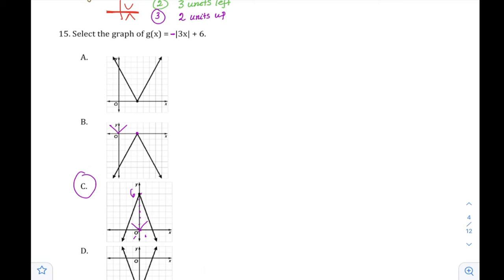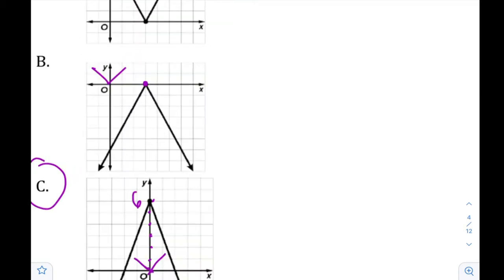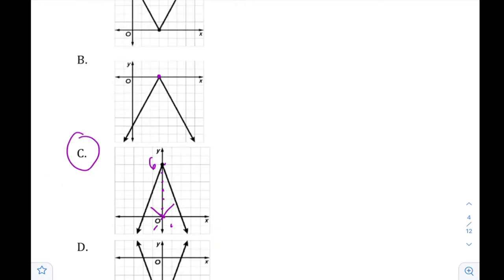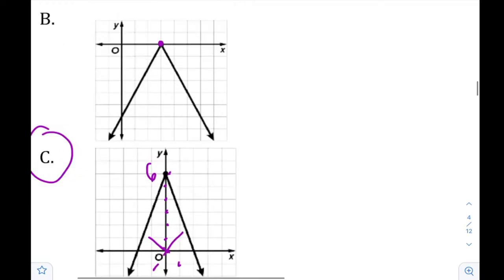Let's extend this idea. What if you are asked to write the function here? What is the function corresponding to B, for example? If you write the function, then you will write y equals, since it has a V shape, you will put absolute value and you will put x.